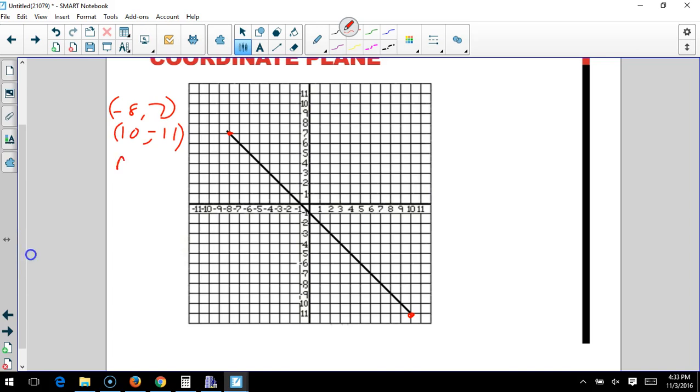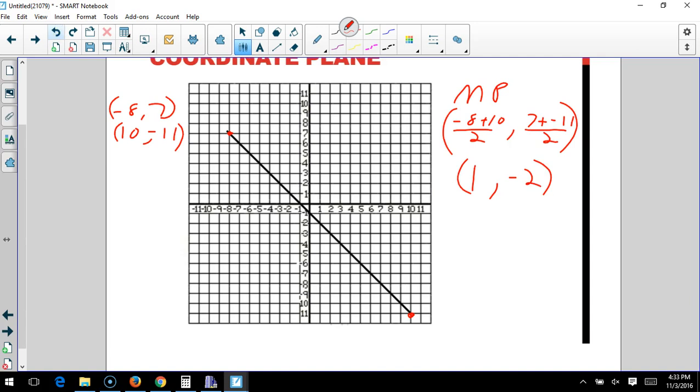So let's first find our midpoint. Let's go over here, there's a little bit more room. So midpoint: negative 8 plus 10 divided by 2, and 7 plus negative 11 divided by 2. 10 minus 8 is 2. 2 divided by 2 is 1. 7 minus 11 is negative 4. Divided by 2 is negative 2, which means my midpoint is at (1, -2), this point right here. And that looks about right. Okay? So there's my midpoint.